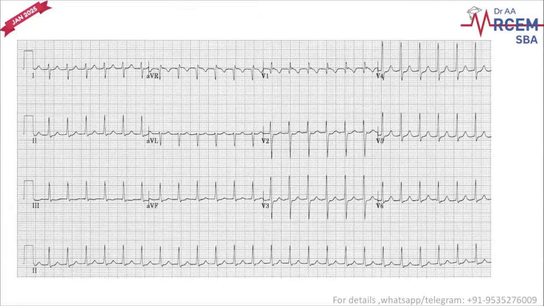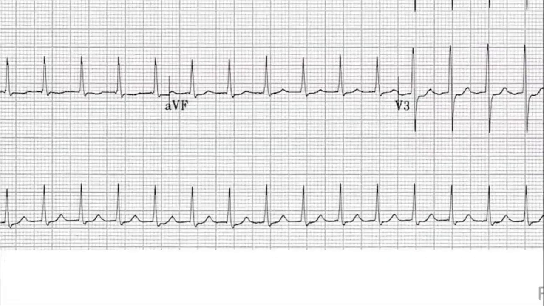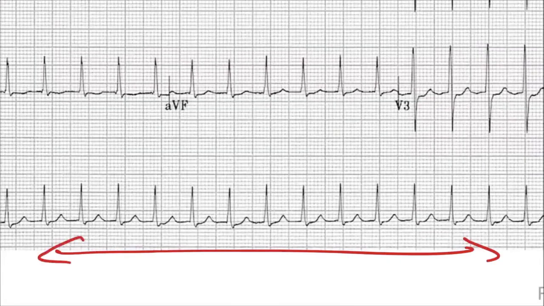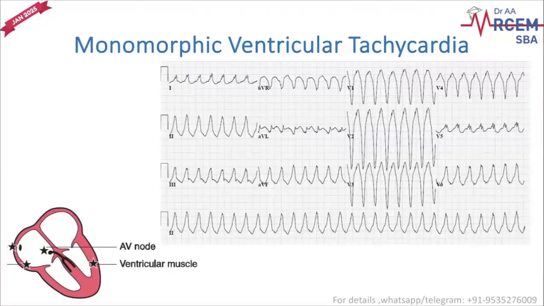One more ECG we are having, again suggestive of an AV nodal re-entry tachycardia. Is there a P wave? Obviously, there is no P wave seen here. Let us take lead 2 here. No P wave from here to here, what I am seeing. The rhythm is regular, the QRS complex is narrow. Again, it is a supraventricular tachycardia.